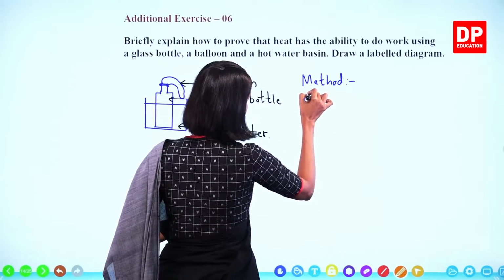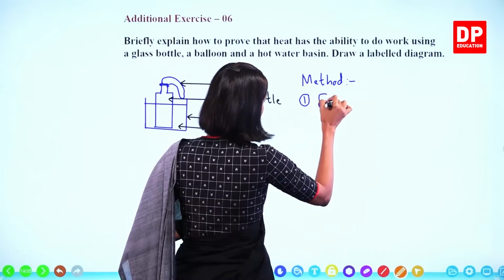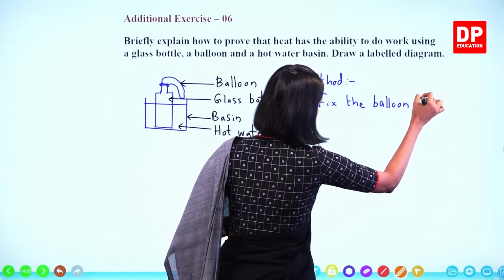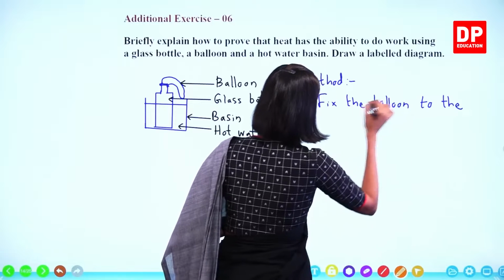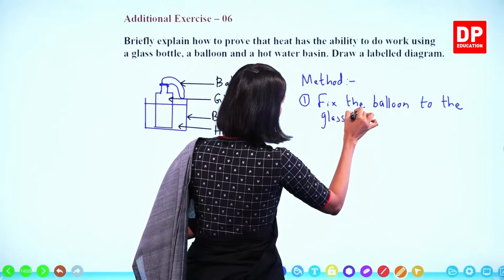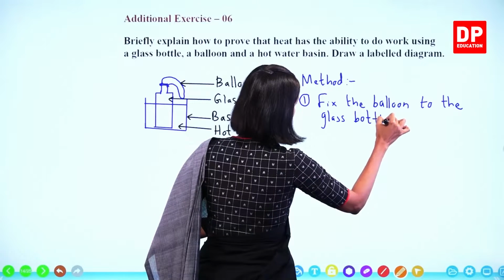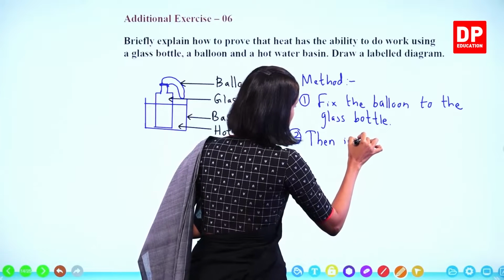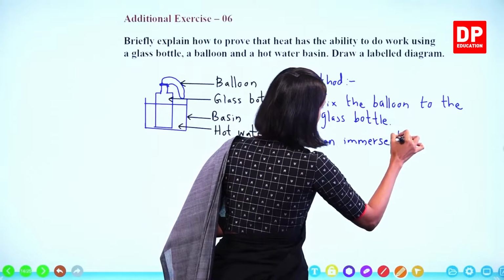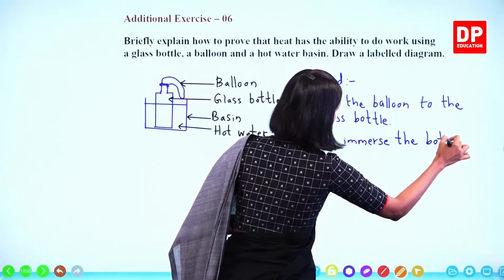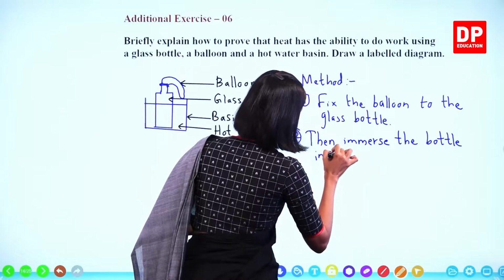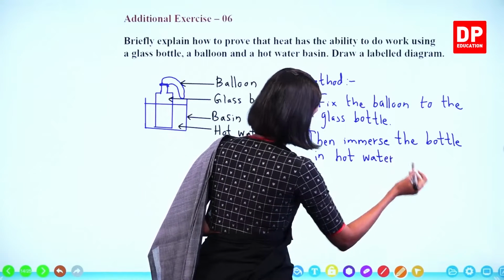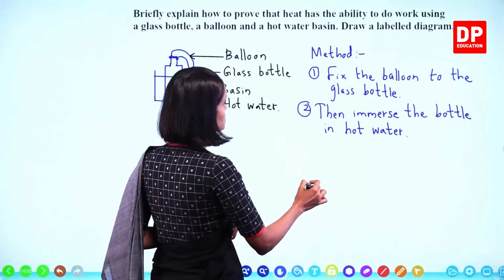Method, step 1. Fix the balloon to the glass bottle. Number 2, then immerse the bottle in hot water. Hot water. How can we continue writing this, children?